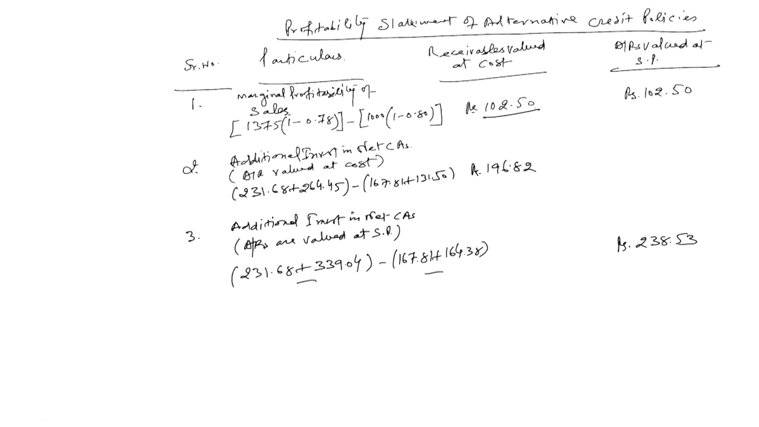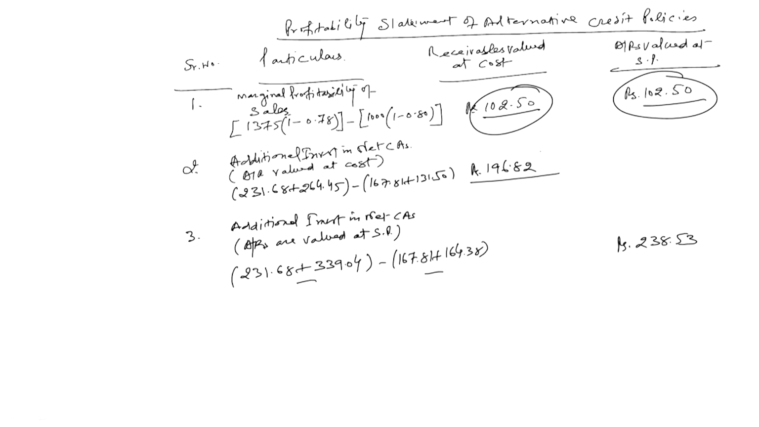So an incremental profit is here. This is the incremental profit at both the levels, when receivables are valued at cost and when receivables are valued at selling price, and this is the investment we are making. Only the investment in the accounts receivables will differ, whether valued at cost or at selling price, whereas the investment in the other current assets will remain the same. So the total marginal investment we are making here is 196.82 crores, which we have worked out here. And when we value the receivables at selling price, for the other assets the investment remains the same, only for the receivables the investment level is changing.